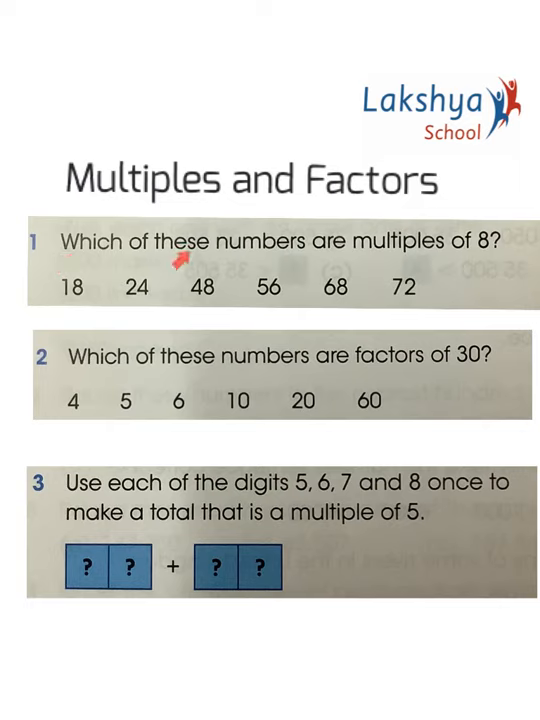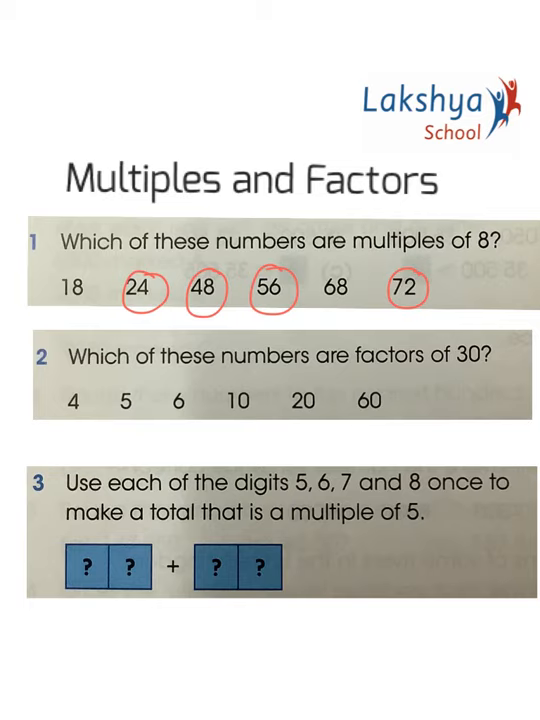Question 1. Which of these numbers are multiples of 8? So, recall all the numbers which are in the tables of 8. So, we get 8 3s are 24, 8 6s are 48, 8 7s are 56, 8 8s are 64, 8 9s are 72. These are the multiples of 8.